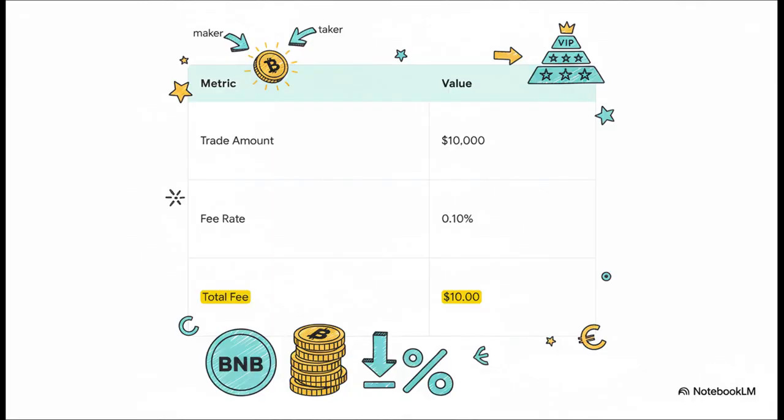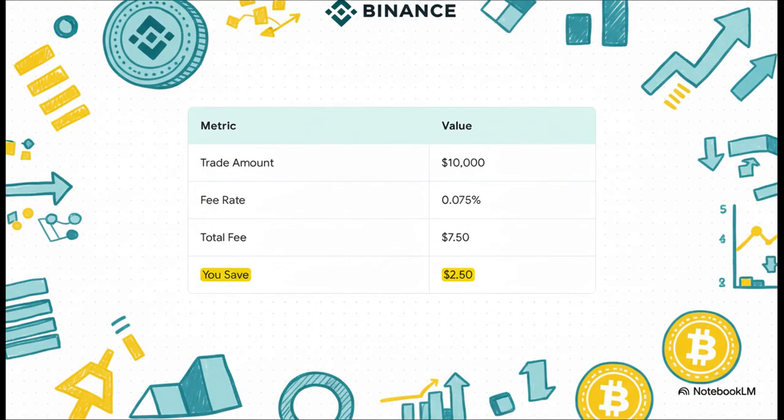Okay, let's put some real numbers on this to see the difference. Let's say you make a $10,000 trade. With the standard default fee of 0.1%, you're going to pay a $10 fee. Now, $10 might not sound like a lot, but just wait. Now watch this. With that little BNB discount switch flipped on, your fee rate instantly drops to 0.075%. So on that same $10,000 trade, your fee is now just $7.50. You just saved $2.50 on one trade. I mean, that perfectly shows the power of this one simple setting. Imagine doing that 100 times. You've just saved yourself $250 for doing basically nothing.